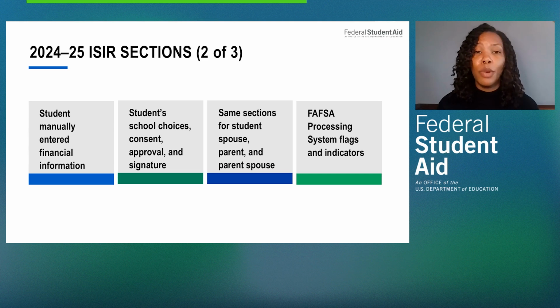And then we continue on, and then you have another section, which is the FAFSA processing system flags and indicators. That is also the section, especially for 24-25, when we were doing some reprocessing, and we would know it would be reprocessing flag 04. It was appearing in that section. That's an example of that.